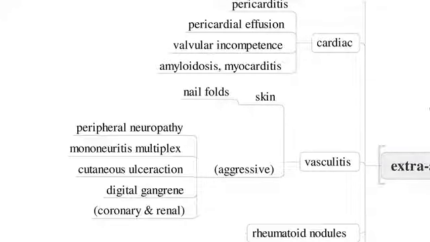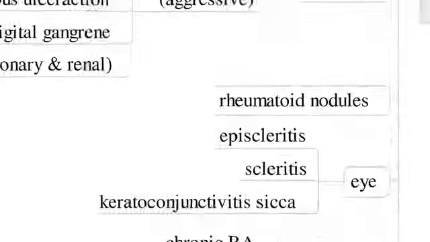Vasculitic manifestations are also common, such as nail fold infarcts, or in more aggressive disease, peripheral neuropathy, mononeuritis multiplex, cutaneous ulceration, digital gangrene, and the presence of rheumatoid nodules are also quite common with patients who are positive for rheumatoid factor.